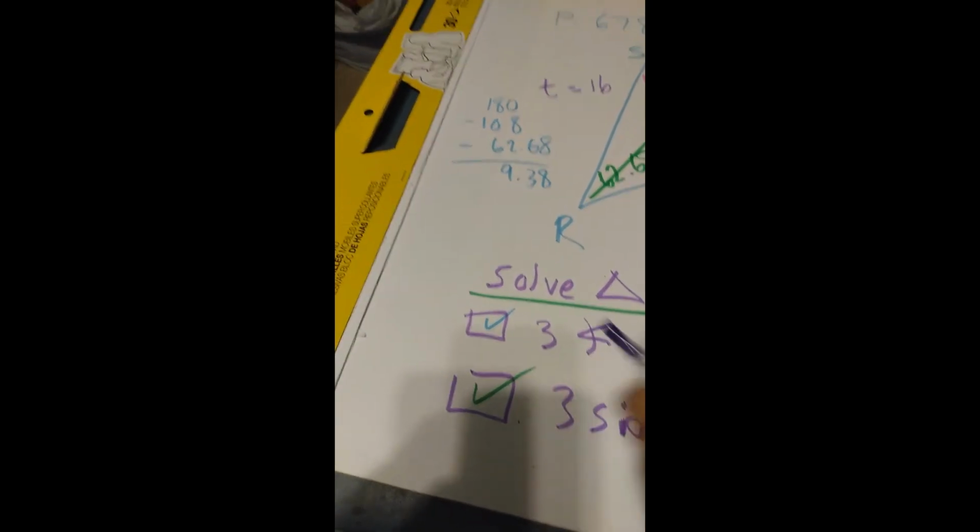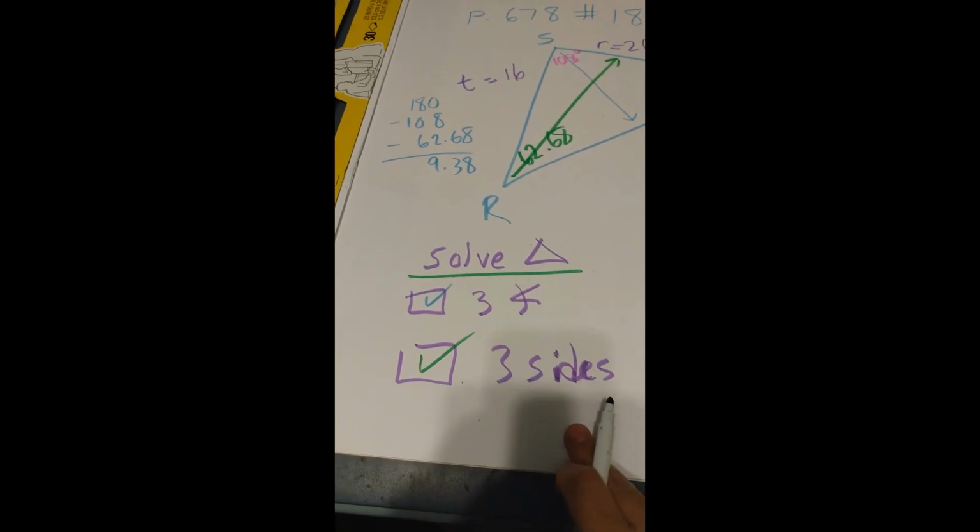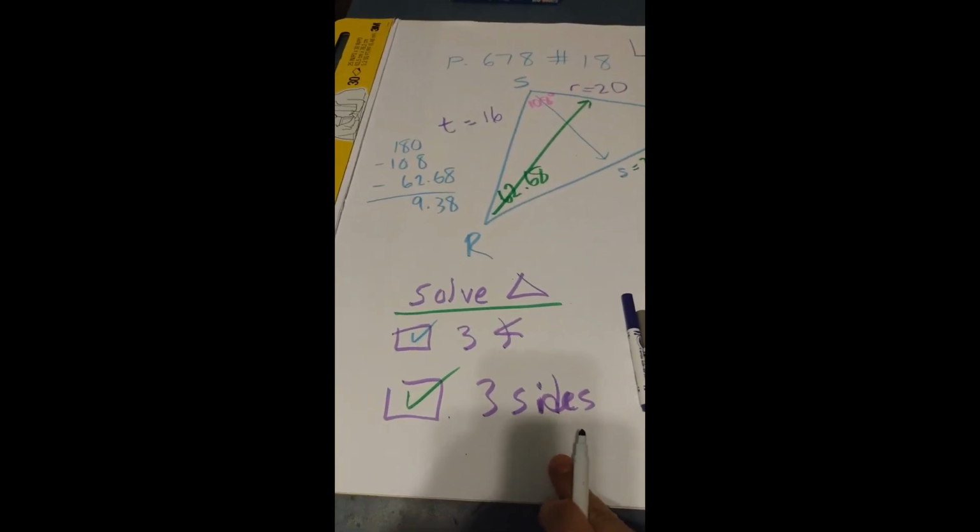I have now solved the triangle because I have 3 angles and 3 sides. This is our first video about the law of cosines. Going to go on to the next one.